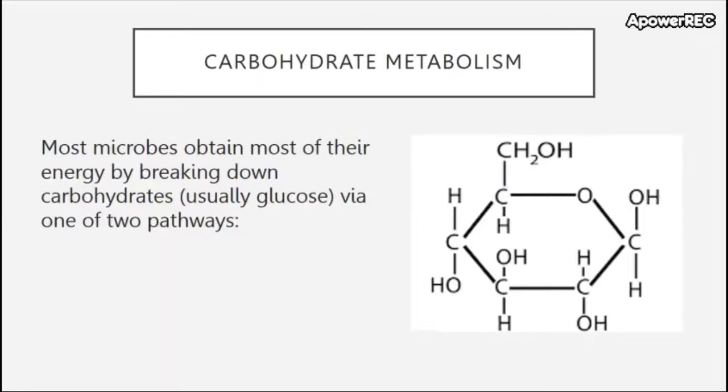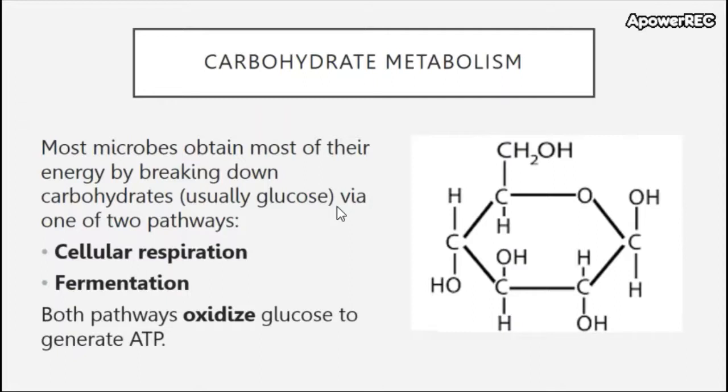With microbes on Earth, one of the most preferred molecules for storing energy are carbohydrates. So most microbes obtain most of their energy by breaking down carbohydrates, and this is usually glucose. This occurs via one of two pathways. It can occur through cellular respiration, as it does with us humans and all animals, typically, and can also occur through fermentation.